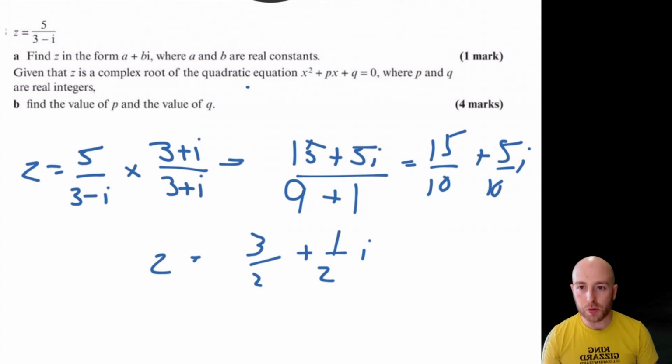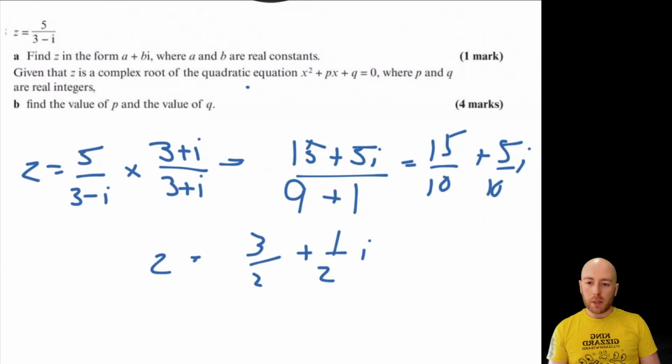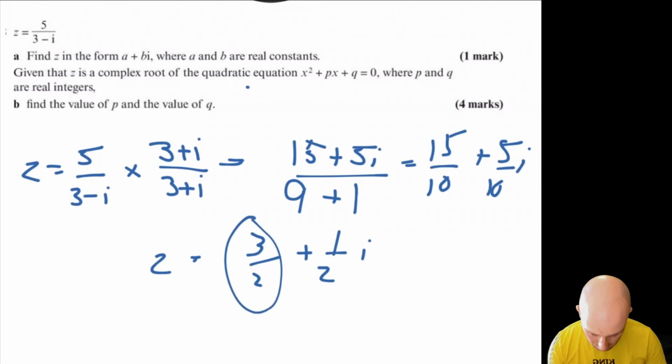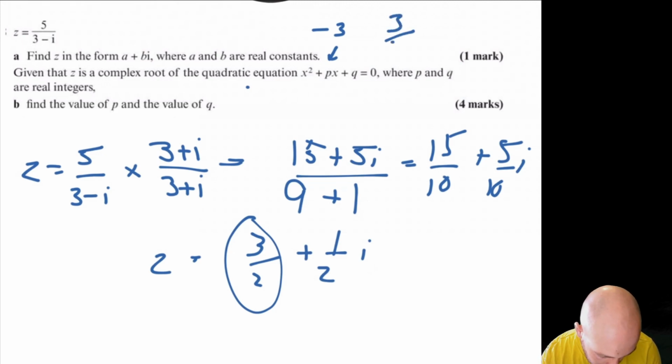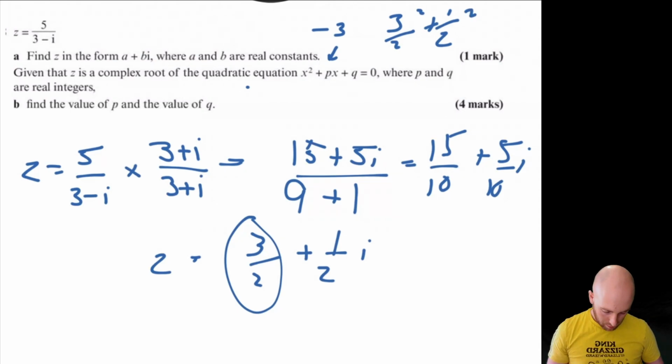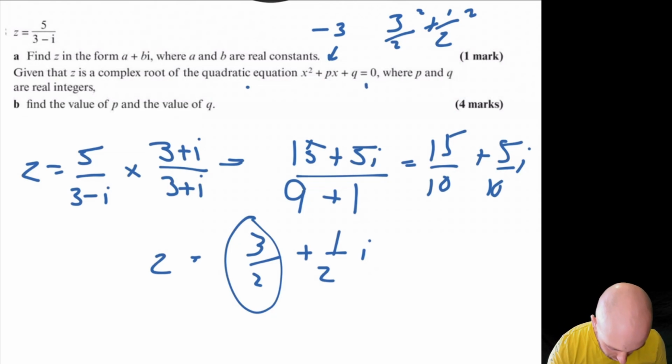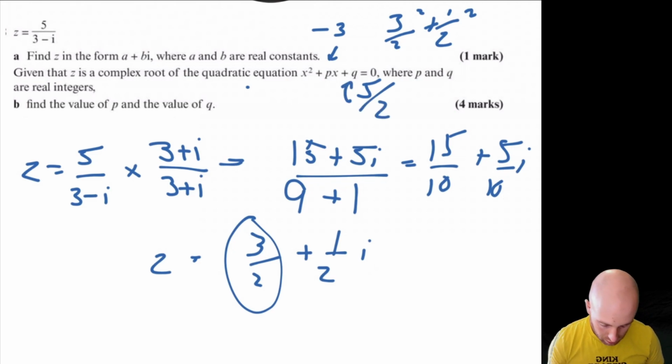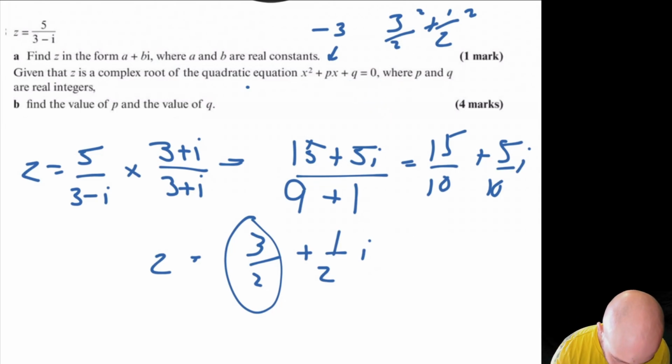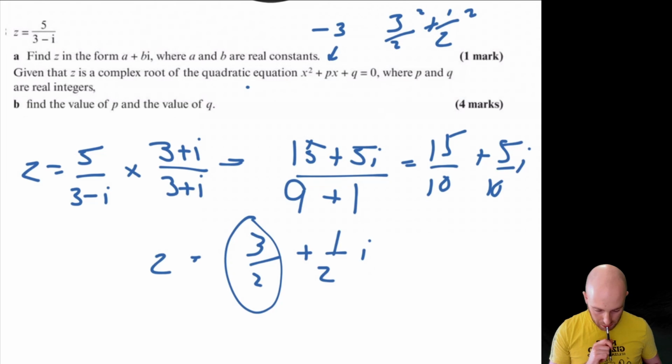Okay, so that's z. Given that z is a complex root of a quadratic, find the value of p and the value of q. So the value of p is going to be 2 lots of 3 over 2. It's going to be negative, so that will be minus 3 for p. And q is going to be 3 over 2 squared plus 1 over 2 squared, which gives us 5 over 2, I believe. No, that can't be right because it's an integer. What have we done wrong? a squared plus b squared.